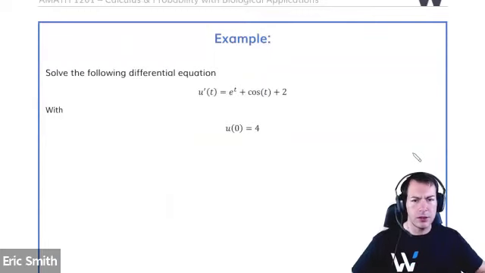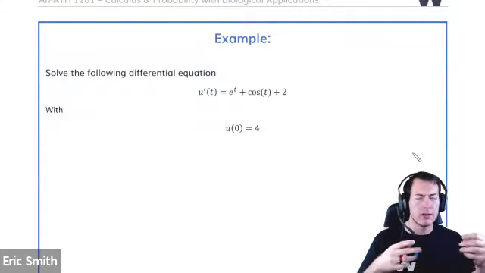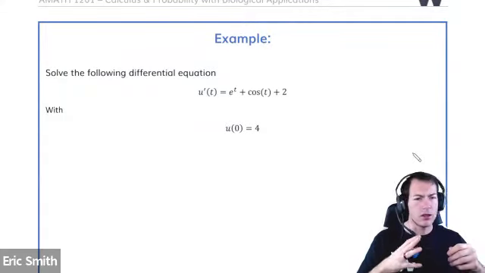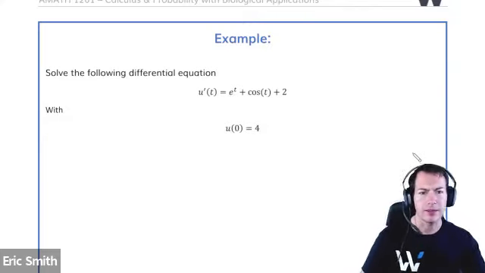Let's take this first one here. The first thing I want you to do is see if you can classify this. In the chat box, type the order. Is it linear? Is it not linear? Is it homogeneous? What are we really dealing with? And then we'll get into the solving process.